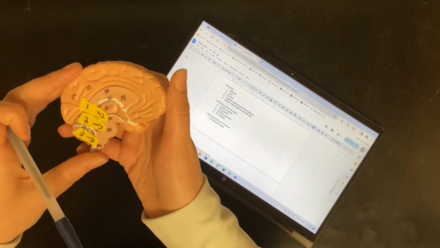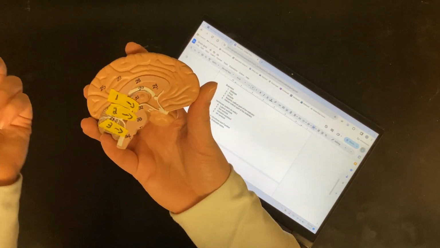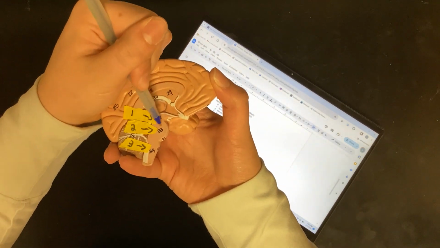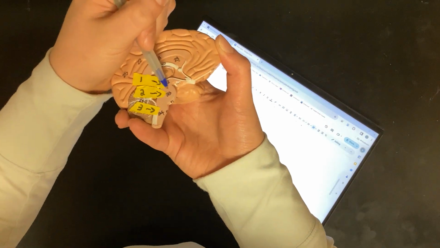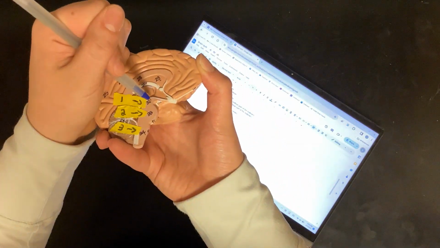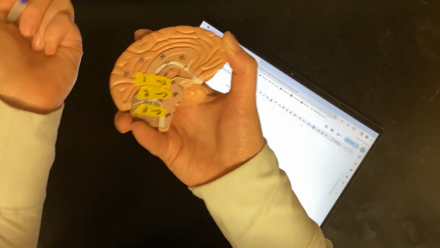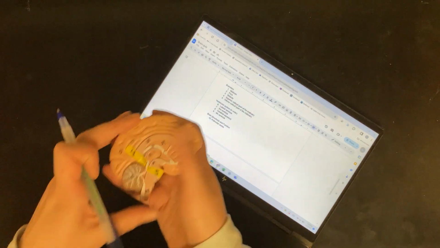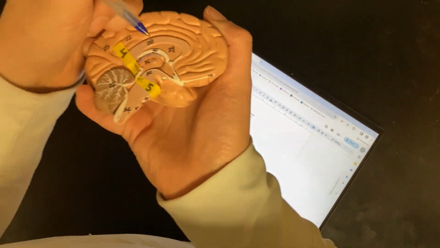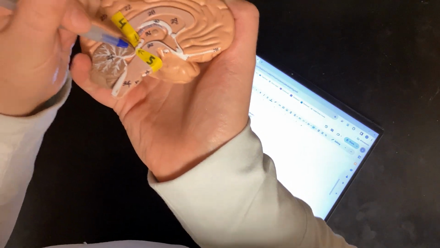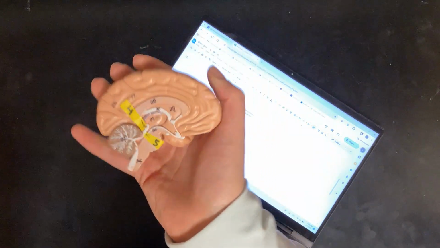So first we're going to be talking about the brain stem or the diencephalon. So number 1 is your midbrain, 2 is your pons, and then 3 is your medulla. So it goes midbrain, pons, medulla. 4 and 5 are pretty tricky to see, but 4 was your superior colliculus, and then 5 was your inferior colliculus.